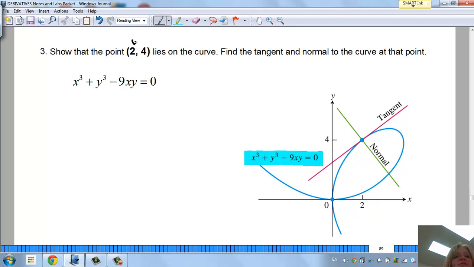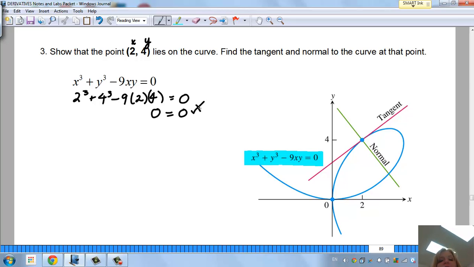So if I put this 2 in the x spot and the 4 in the y spot, if I plug it in here, it should equal 0. So let's see if it does. I have 2 cubed plus 4 cubed minus 9 times 2 times 4. And 2 cubed is 8, plus 4 cubed, minus this. It all does come out to be 0. So it does check, 0 equals 0. So I know that this point does lie on the curve because it works in that equation.